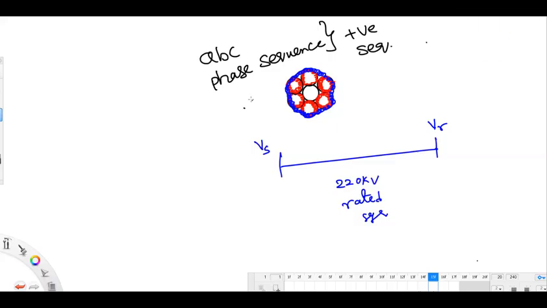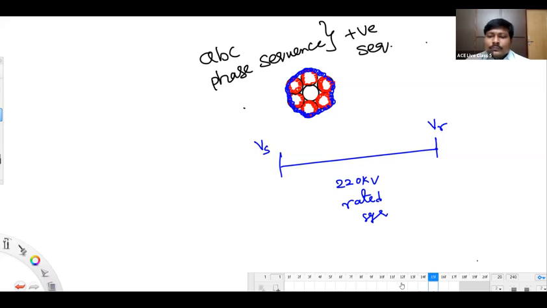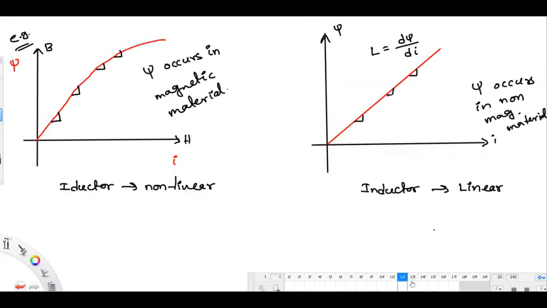And sir, regarding the last thing you explained about inductance, you said that if there is a magnetic material in between, then it will be a non-linear inductor.